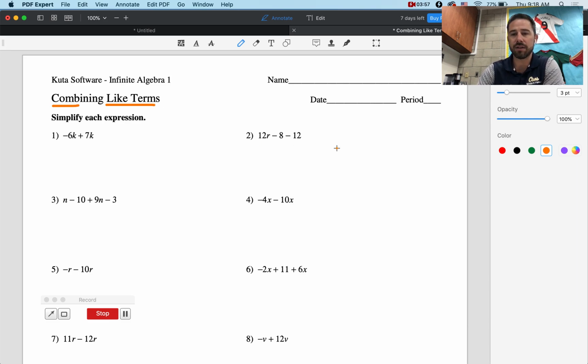Okay, now I like to use different colors, but if you don't have different colors, I'm going to show you a strategy that I really like. But we'll just start with black here. Okay, and let's look at number one, and we're dealing with K's.